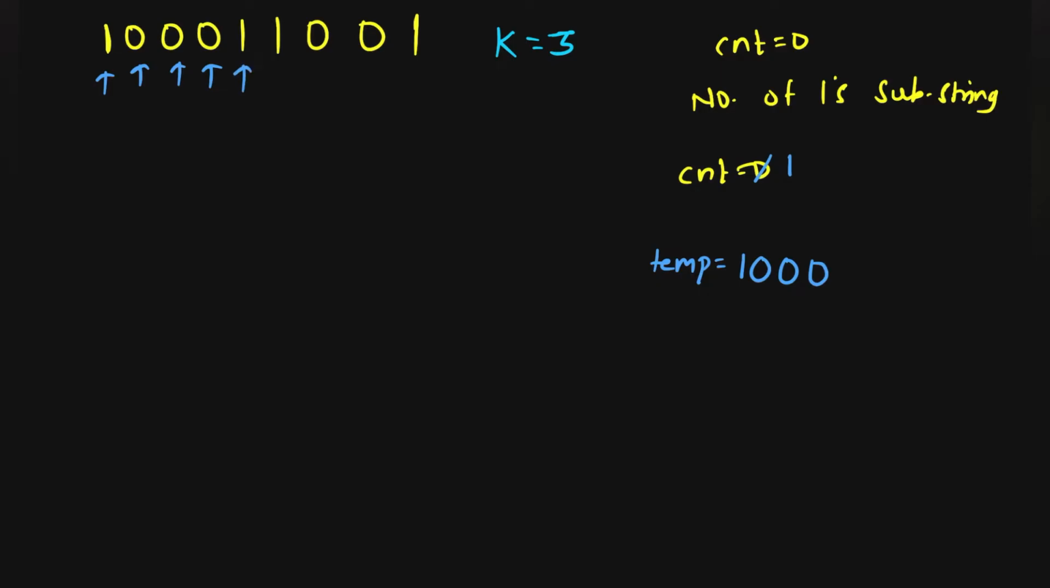Now I come across 1. Now it is equal to 1. So I will simply increase the value of counter by 1, and I will add that 1 in my temporary string. Again I come over here. Again it is equal to 1. Again I will increase the counter by 1 and add my 1 in my substring.